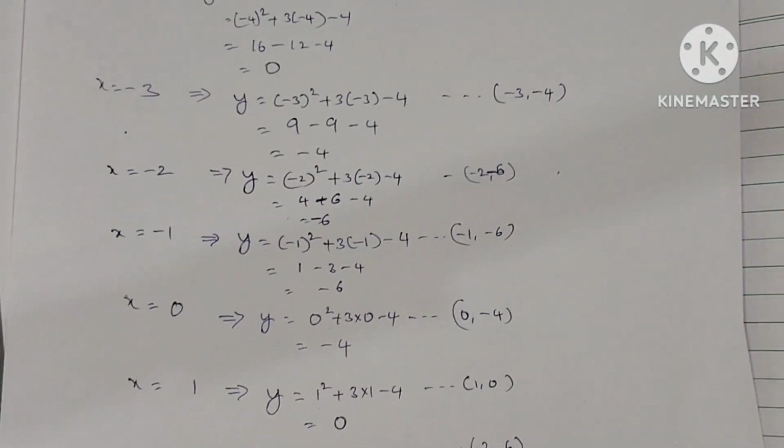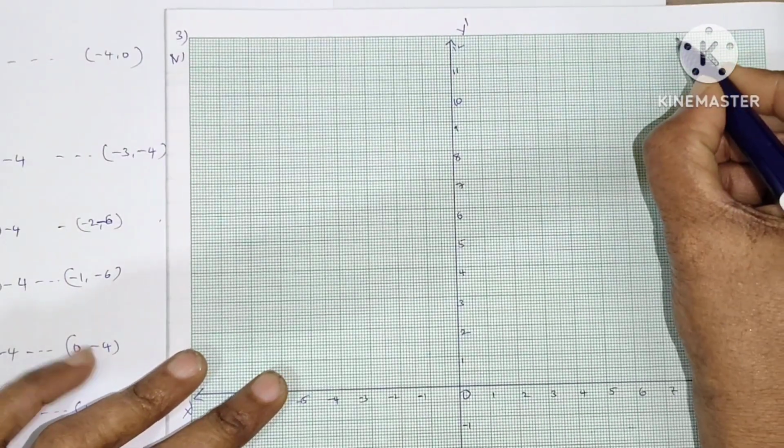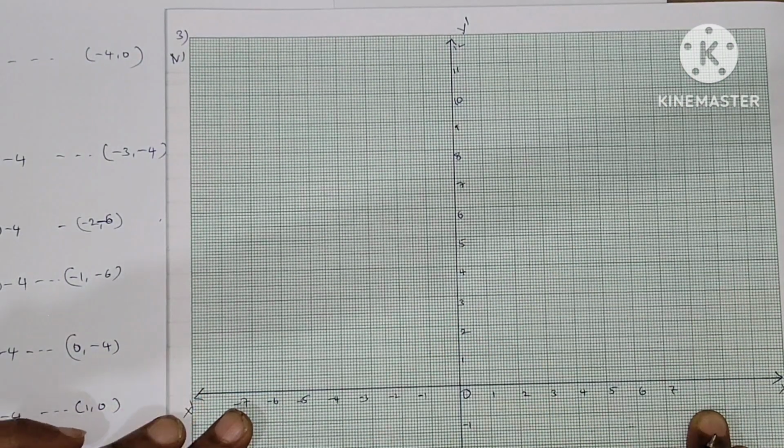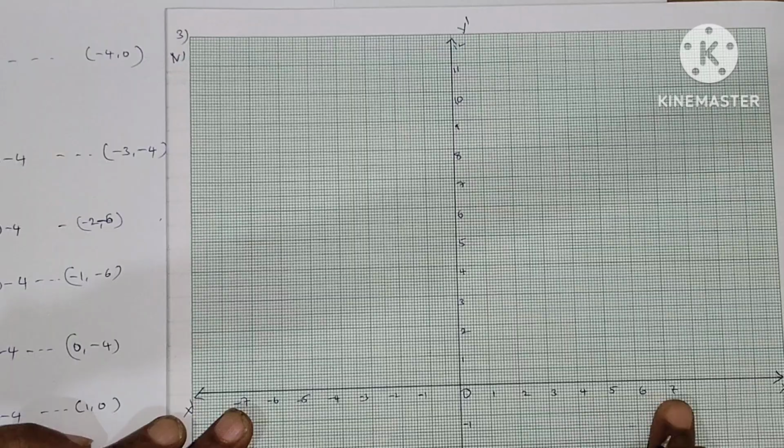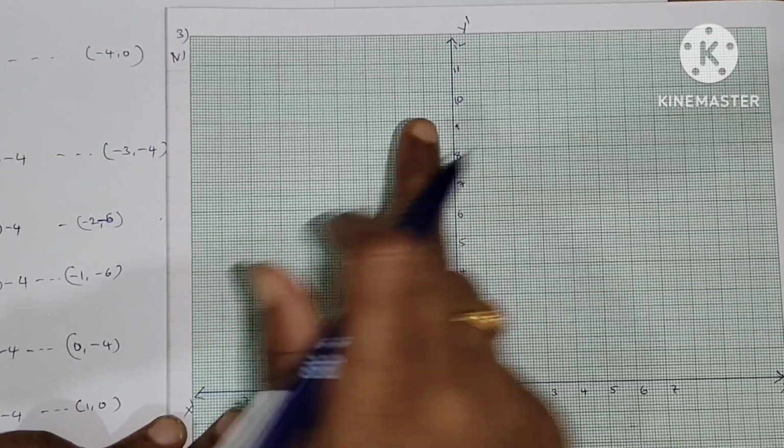So using these points, we draw the graph. First, we already drew the x and y axes: on the x-axis 1, 2, 3, 4, and on the y-axis also 1, 2, 3, 4. So first we write the scale.